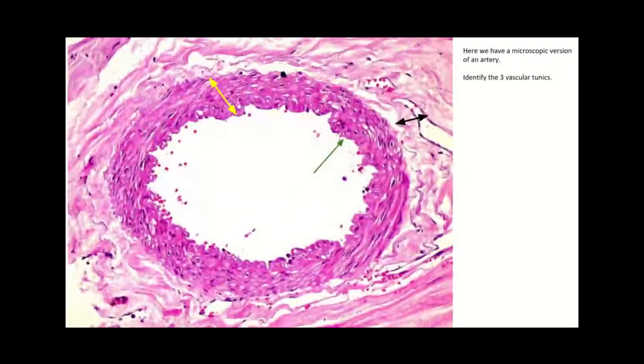And here you can see the histology of the artery. In this picture, the green arrow shows you the tunica intima, the first layer. The yellow arrow shows you the tunica media, or the middle layer. And the black arrow shows you tunica adventitia, third layer. You can see vasa vasorum in this picture.